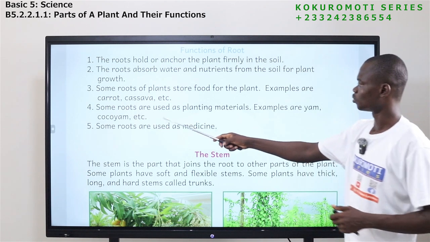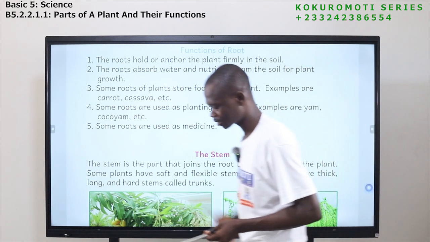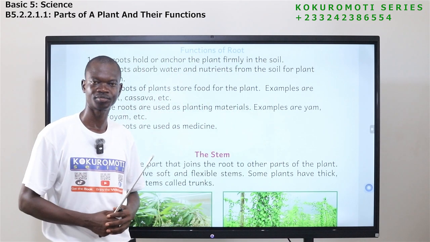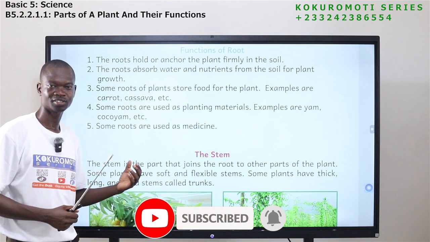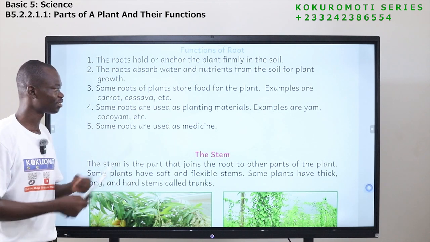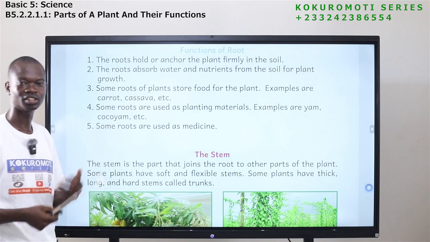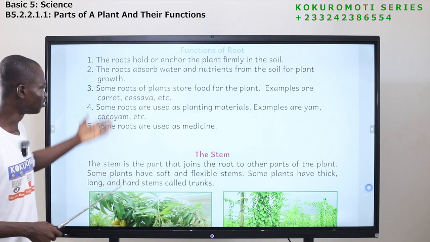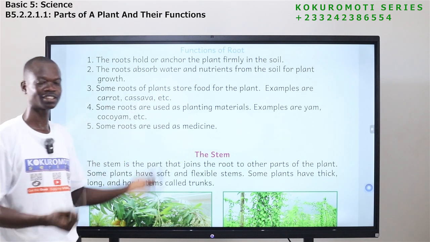Some roots also are used as planting materials. So let's say you want to plant something. We have different materials that we can use. You want to have your plantation, so you need to plant them. You can use the stem, you can use the roots, you can use other parts. But in this case, we are using roots. Some roots are used as planting materials.